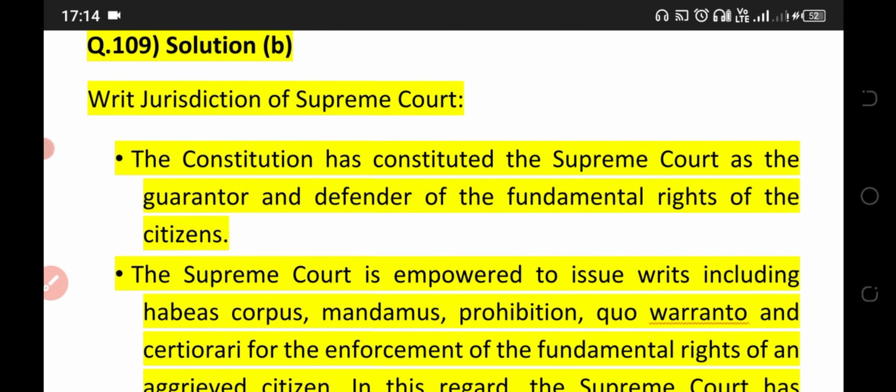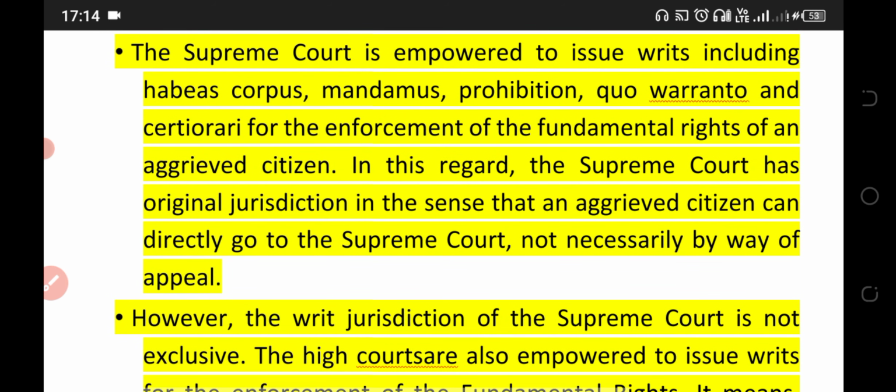Writ jurisdiction of the Supreme Court. The Constitution has constituted the Supreme Court as the guarantor and defender of the fundamental rights of the citizen. The Supreme Court is empowered to issue writs including habeas corpus, mandamus, prohibition, quo warranto, certiorari for the enforcement of the fundamental rights of an aggrieved citizen.